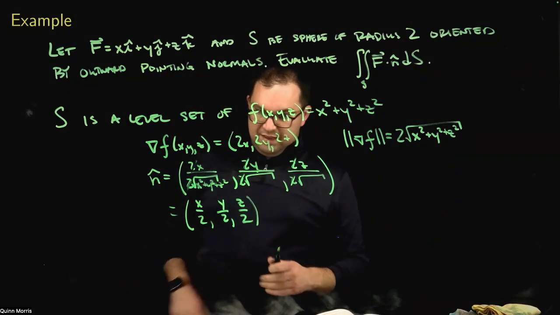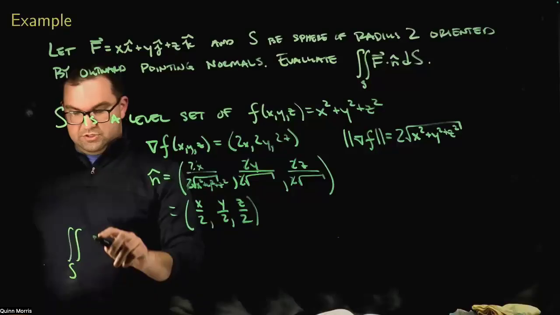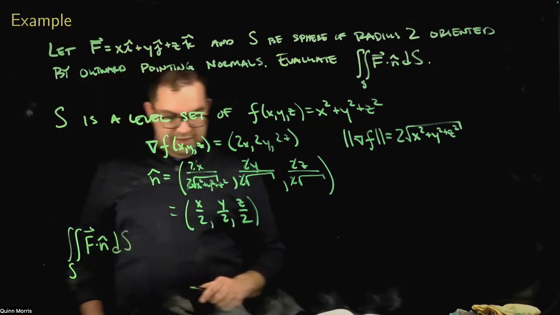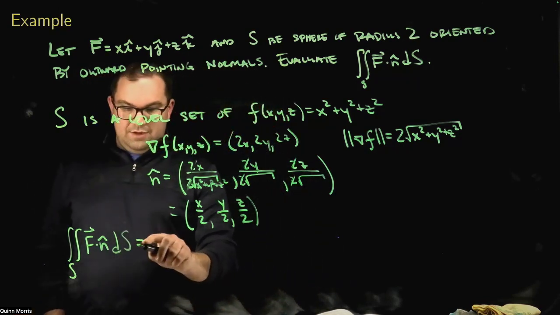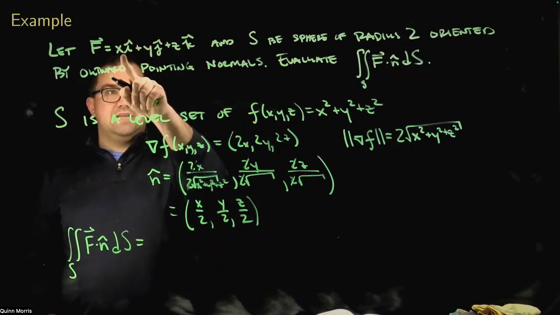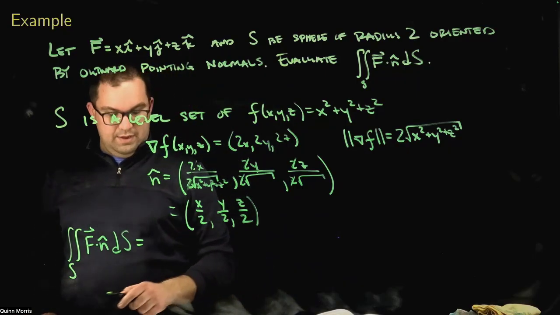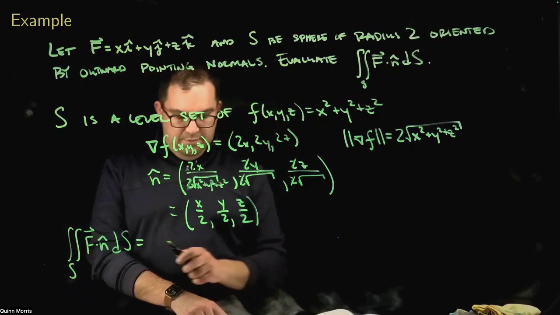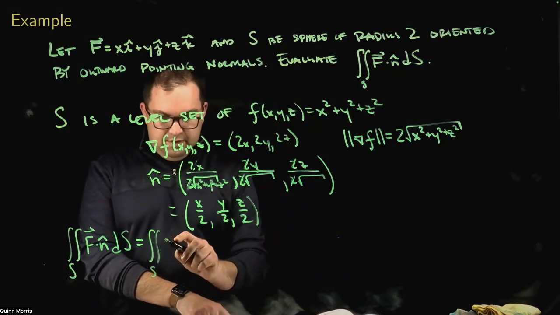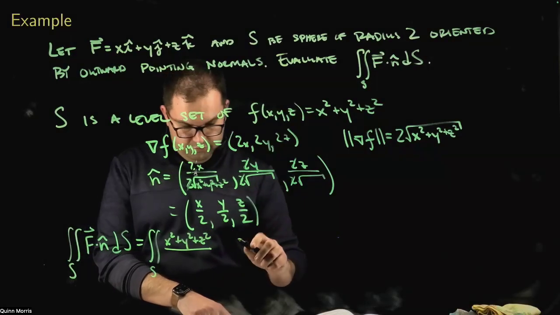All right. So if I go to calculate the surface integral of f dot n ds, then I could just write down what these things are. f is just x, y, z. n is this vector. And so what I would end up with is the surface integral of x squared plus y squared plus z squared all over 2.